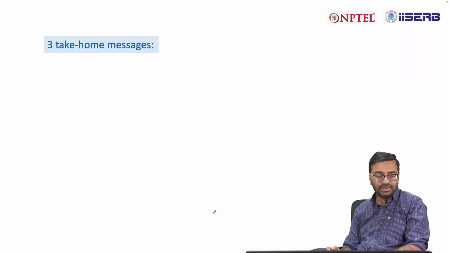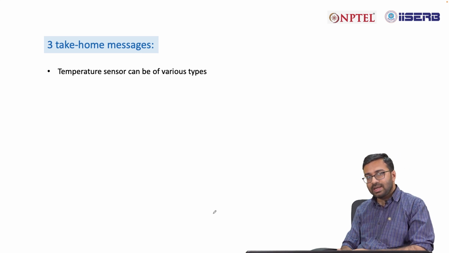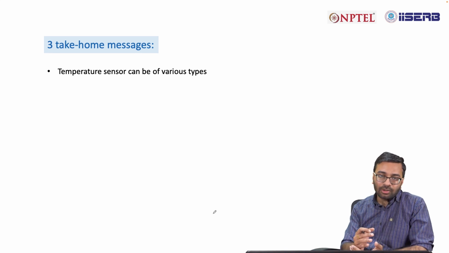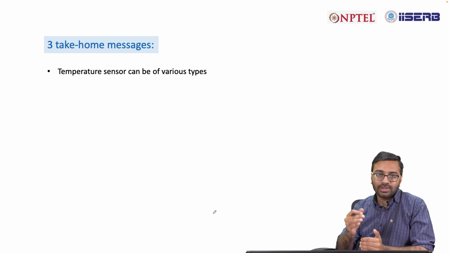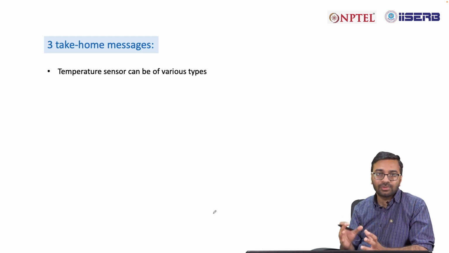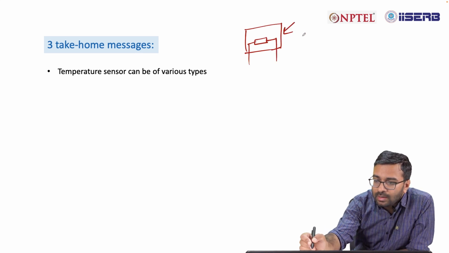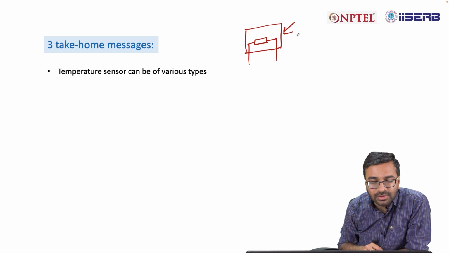So three take home messages from this discussion. First, temperature sensors can be of various types. We have seen that it can be a contact sensor or a non-contact sensor. Contact sensors are the sensors that come in contact with the object in order to detect the temperature. Non-contact sensors interact with the external environment through a window. It is usually kept inside a housing, and the idea of keeping a housing is to protect the sensing element from the external environment, and it depends on the materials that you are using for development of these sensors.